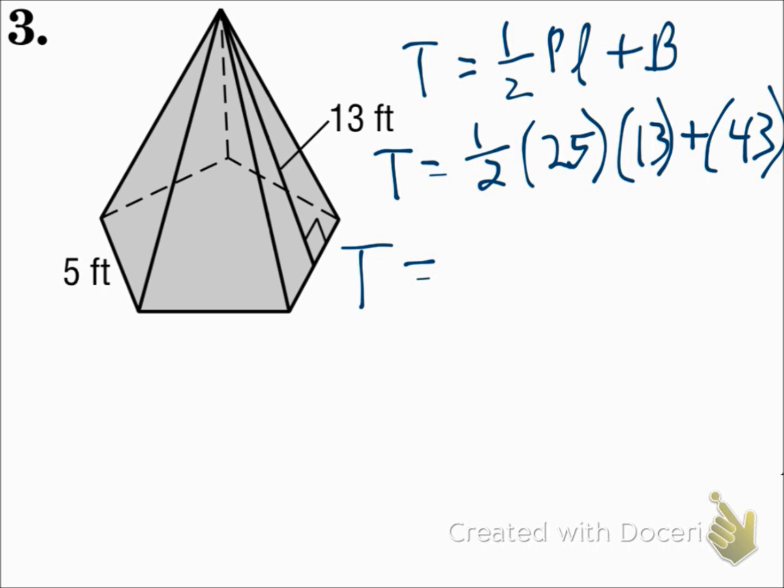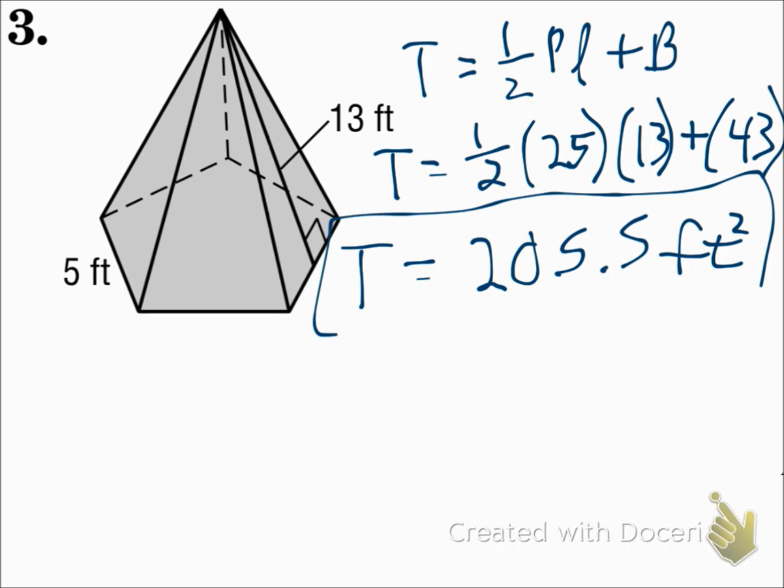And we get a grand total of 205.5 feet squared. So to find the area of the base, for this pentagon, remember to do the area of a regular polygon, get your apothem chart, and work it out.